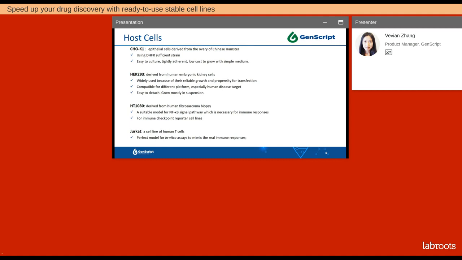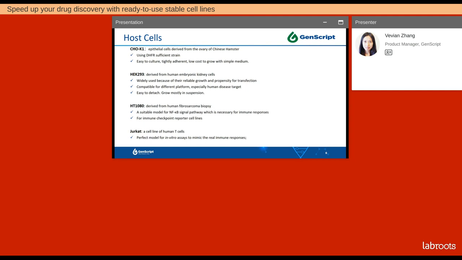Another option we offer here is HEK293. These cells are derived from human embryonic kidney cells. They are widely used due to their reliable growth as well as the propensity of transfection. These cells are compatible for different platforms, especially human disease target. A feature of these cells is that they are easy to detach, so mostly they are grown in suspension cell culture.